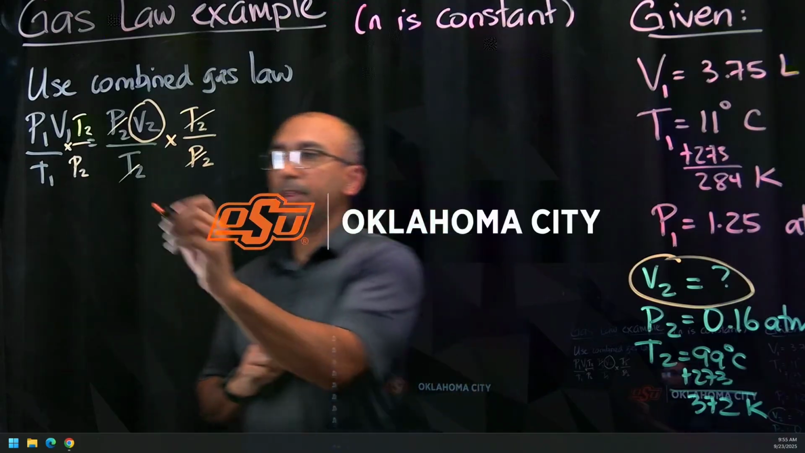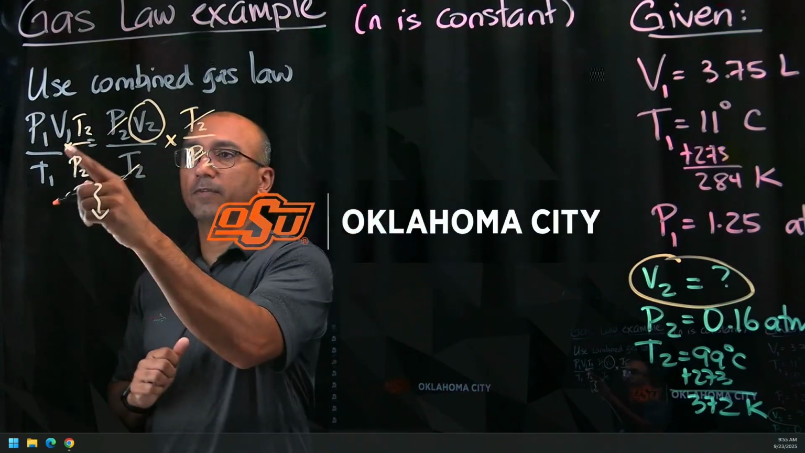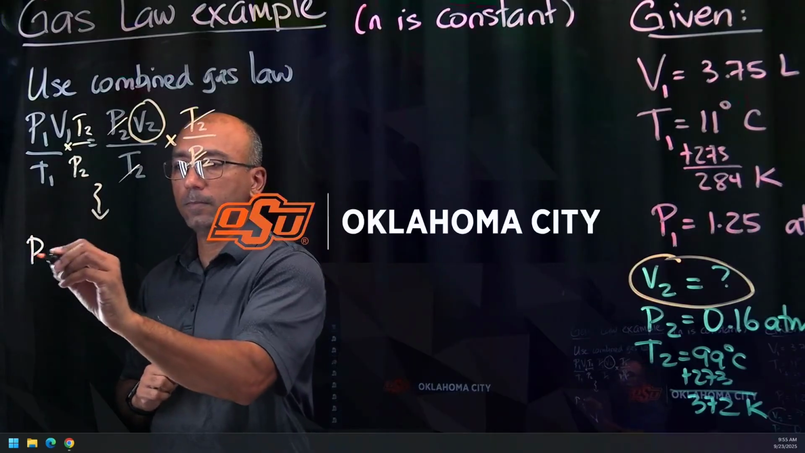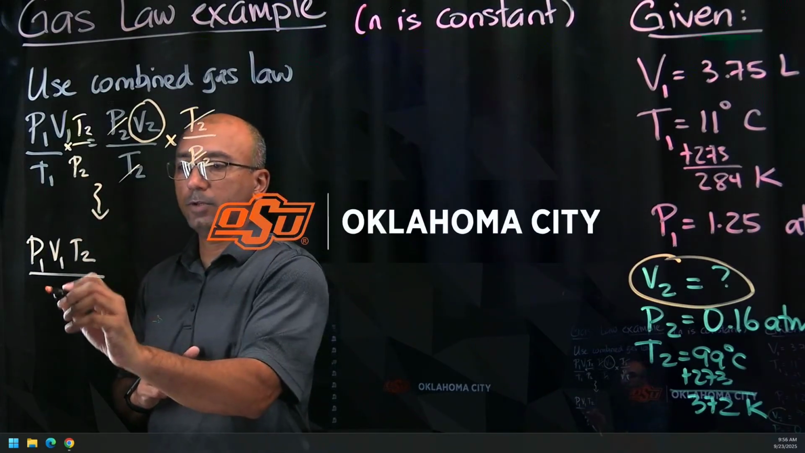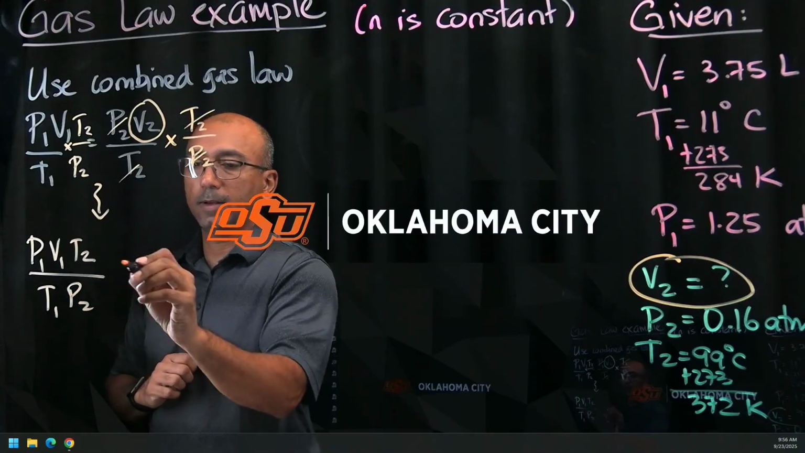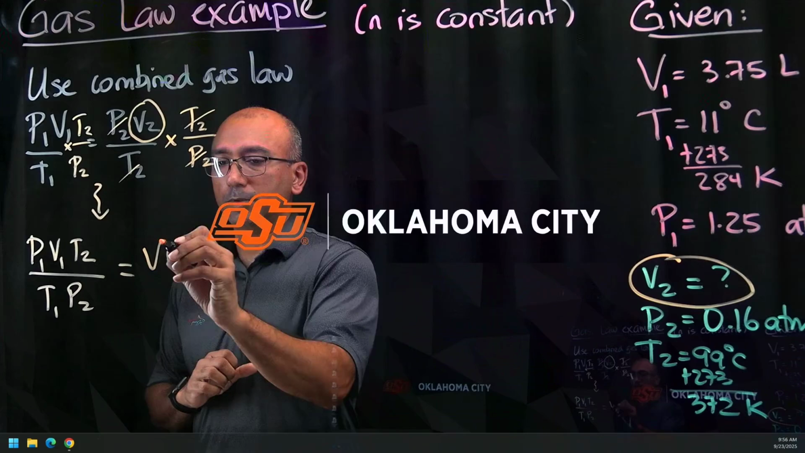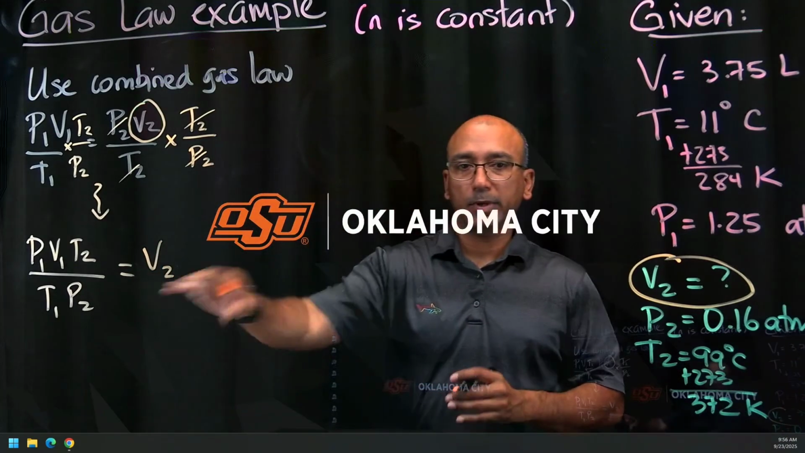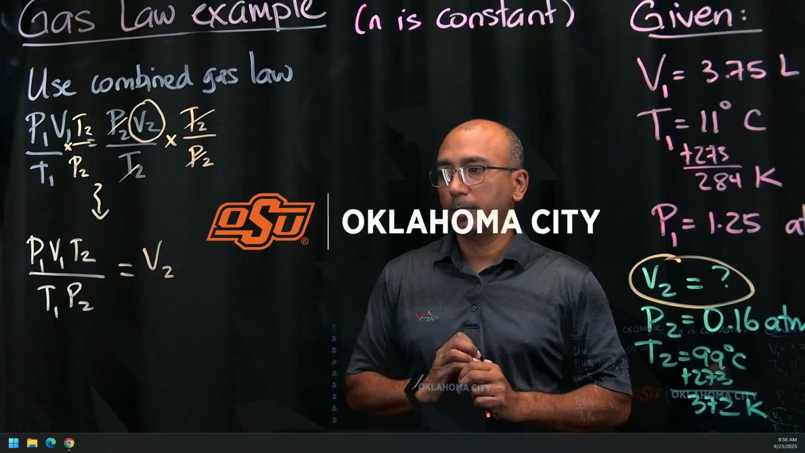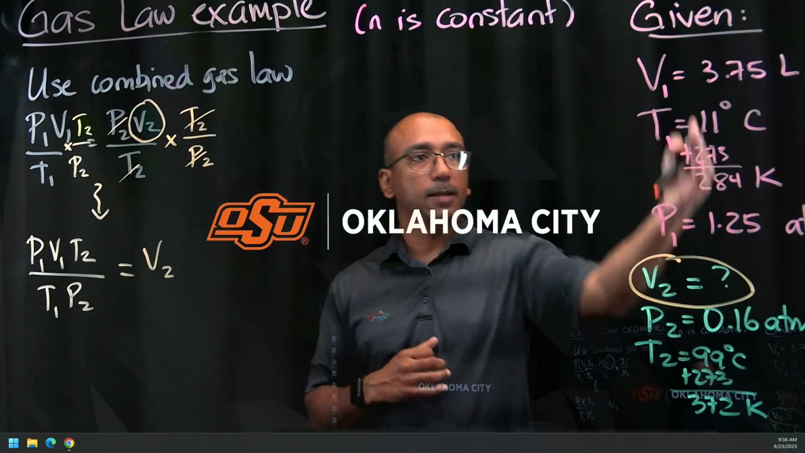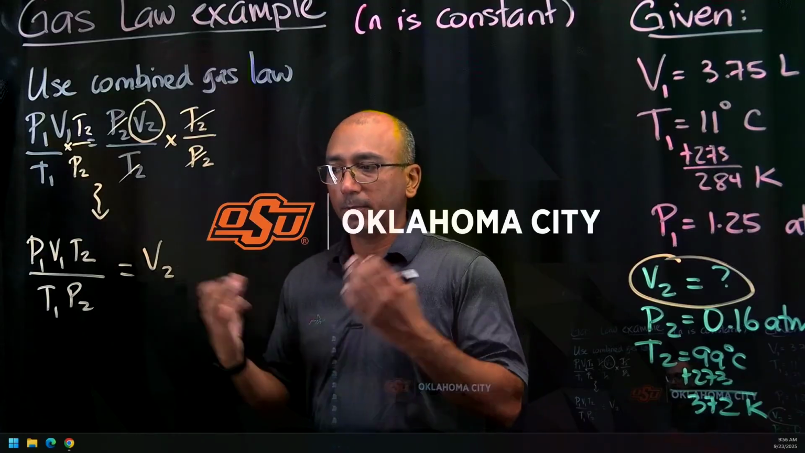Okay, so what I end up with, if I clean this up a little bit, is my rearranged equation. I have P1 V1 times T2, and that's divided by T1 times P2. And all of that is equal to, now when I solve the right side of this equation, that's just equal to our V2, the thing that we needed to solve for according to the information given in the problem. And then it just becomes a case of substituting these values into our rearranged equation and then putting our calculator to work.